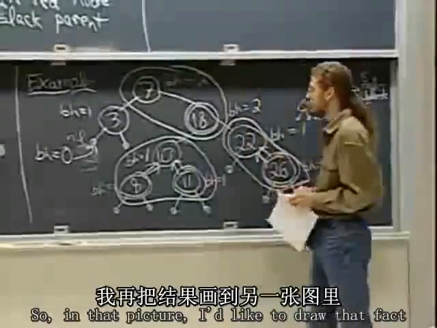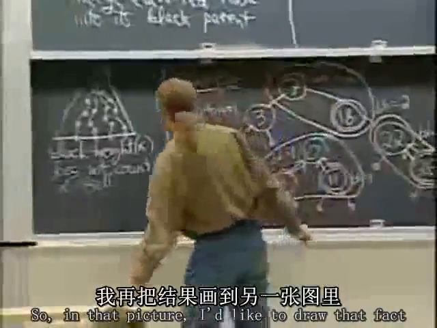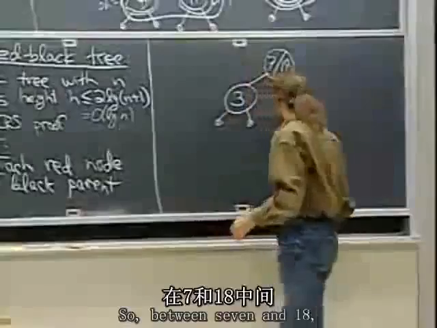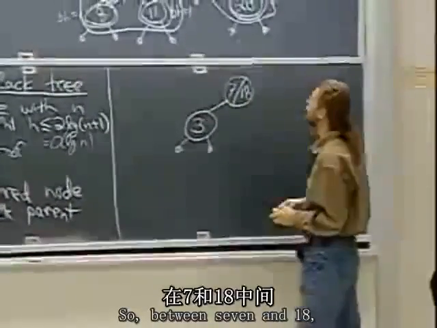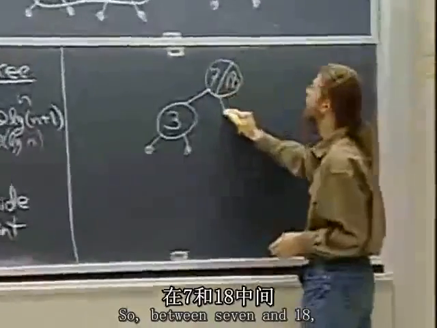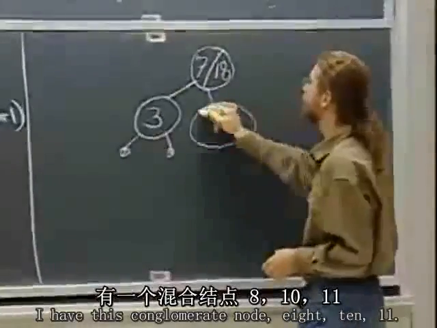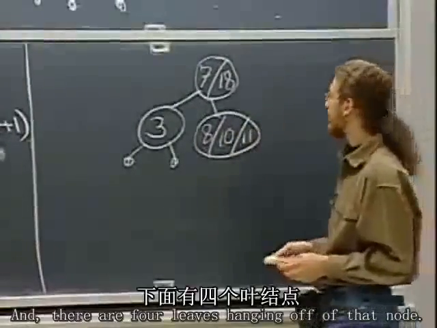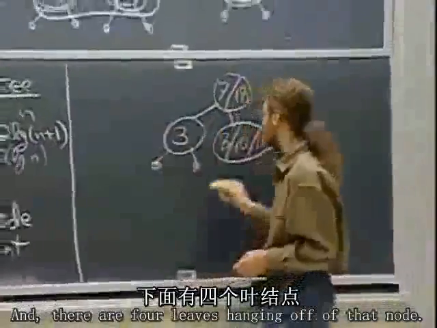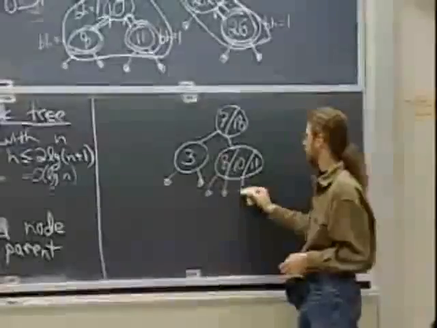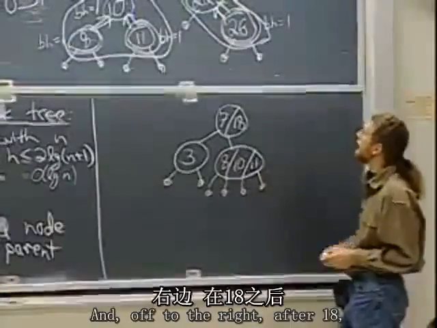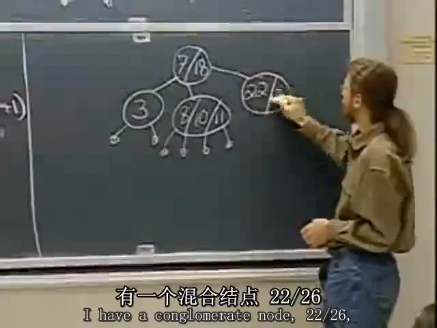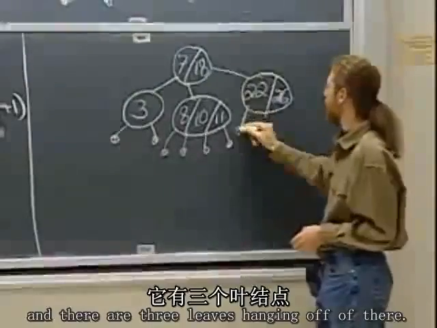So in that picture, I'd like to draw that fact, assuming I can get this board back down. Between 7 and 18, I have this conglomerate node, 8, 10, 11. And there are 4 leaves hanging off of that node. And off to the right, after 18, I have a conglomerate node, 22/26. And there are 3 leaves hanging off of there.